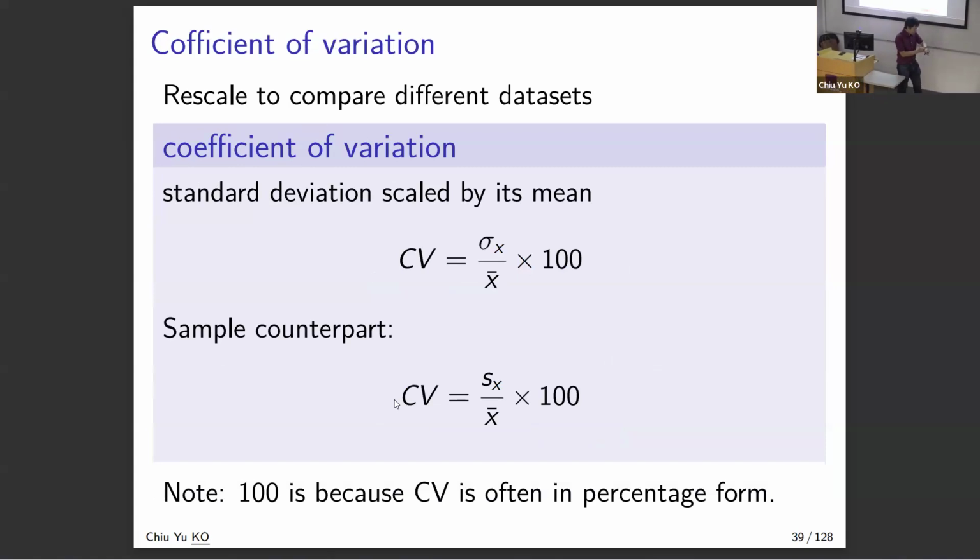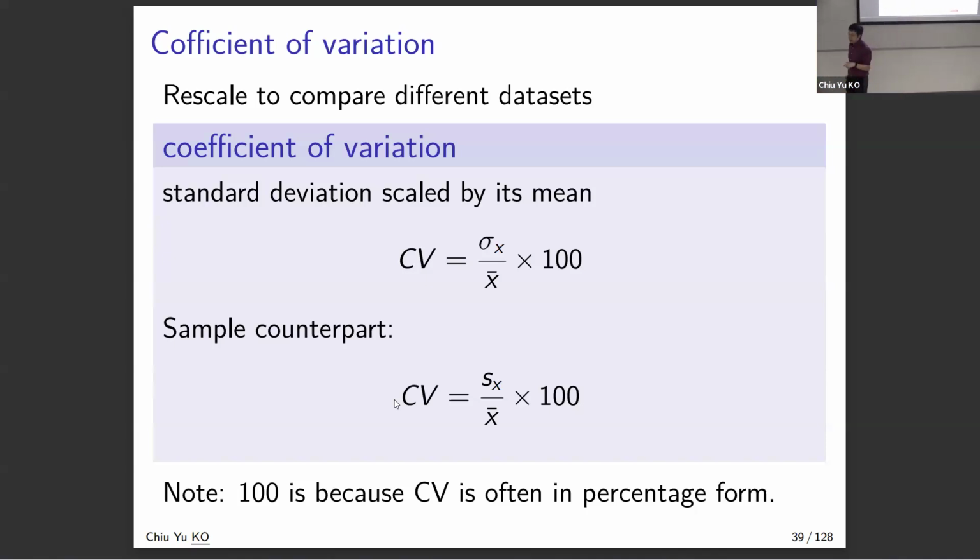The last one, for which I still have 2 minutes, is the CV. CV is the coefficient of variation. Very simple. You divide the standard deviation by the mean times 100. The times 100 is just to express this as a percentage. And if there's a sample one, then use the sample one. Use the same for the mean.